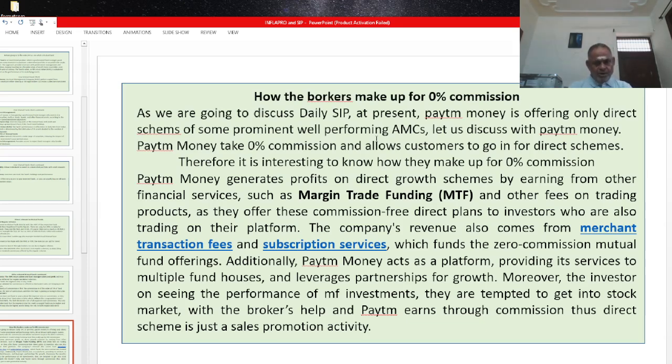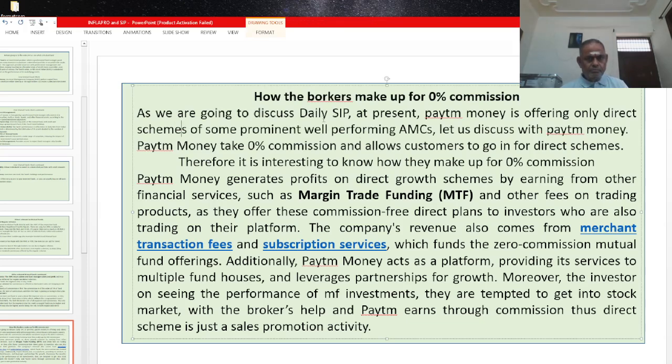As we are going to discuss daily SIP, at present, the Better Money app is offering only direct schemes of some prominent, well-performing AMCs. Let us discuss with Better Money.